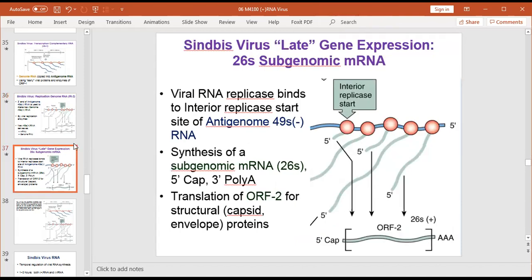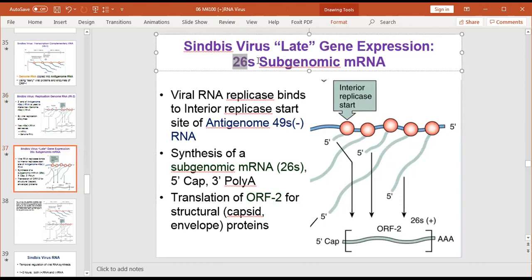Now we talk about Sindbis virus late gene expression, which leads to the production of a 26S subgenomic messenger RNA.